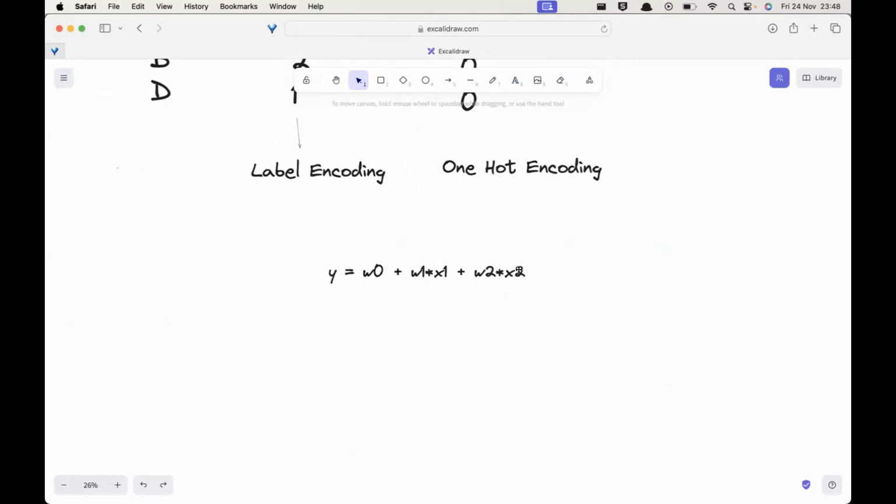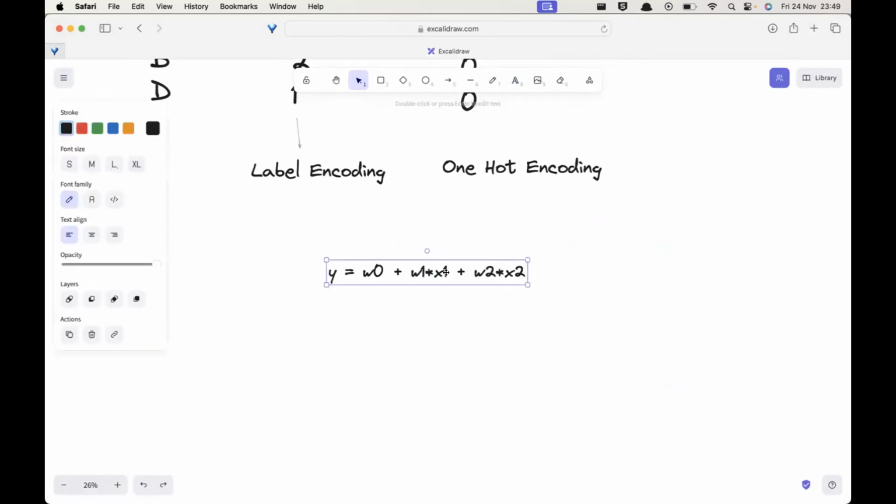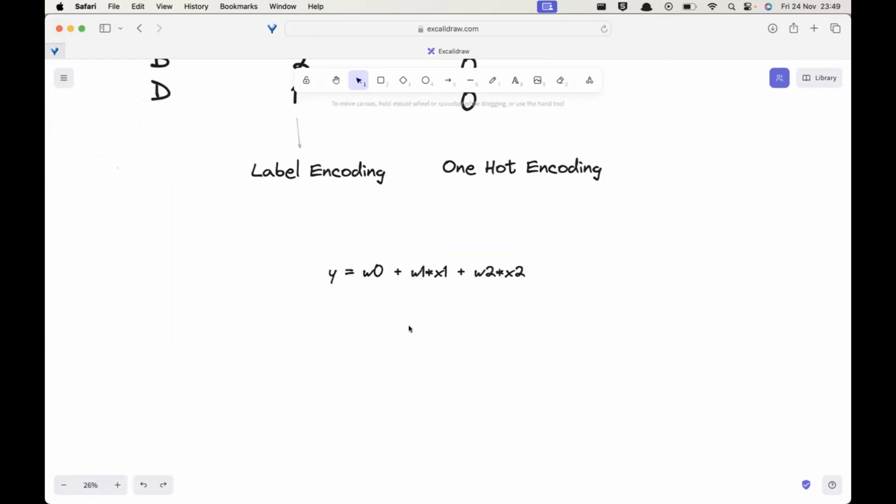We have some value. We already know what y is. We know what x1 is. We know what x2 is. In data, we are going to randomly initialize some value, and that's how we're doing it for every single value over here.